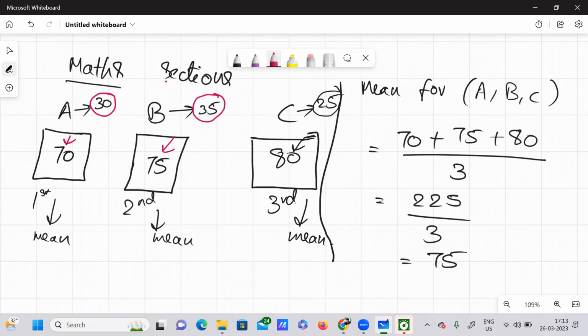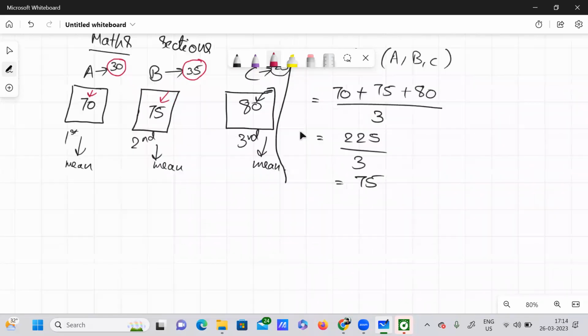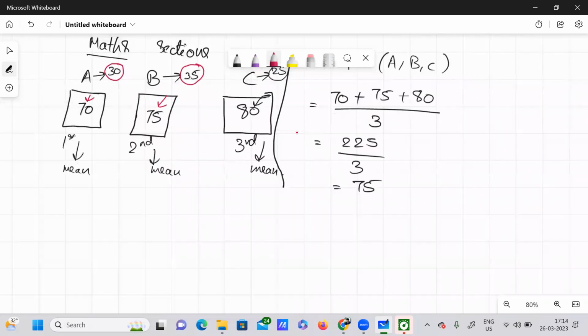When the sample is different, then we should never usually apply this kind of formula. Why? Because this particular formula is only applicable when the sample is the same. Let's imagine A has 30 students and B also has 30, C also has 30 students. Then we can definitely use this kind of formula. But here the sample is different. Here it is 30, here it is 35 and here it is 25. So we should never use this. So what do we use? Here comes to our rescue, that is nothing but the weighted mean.